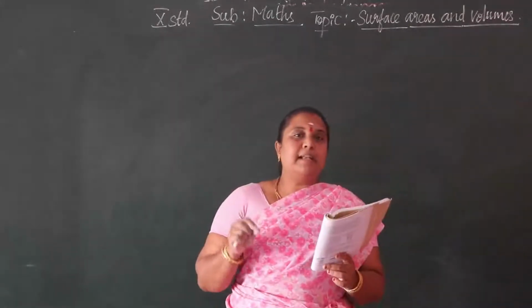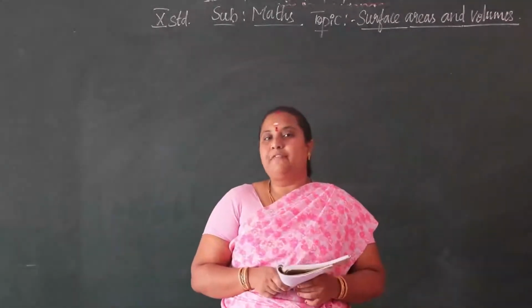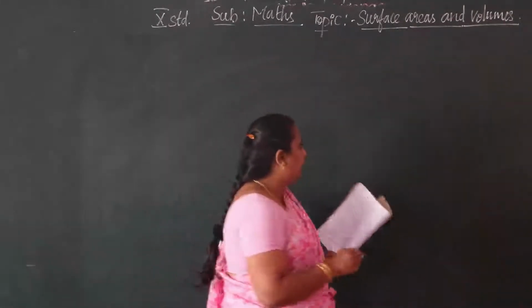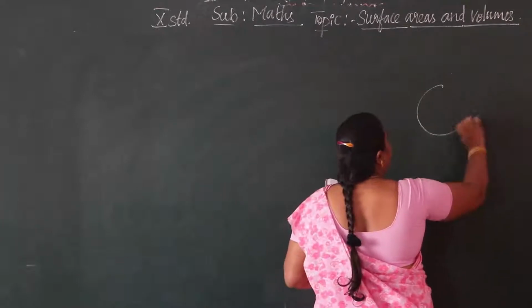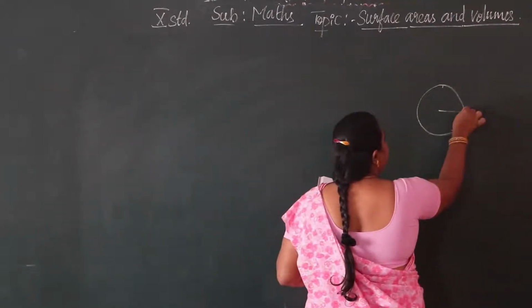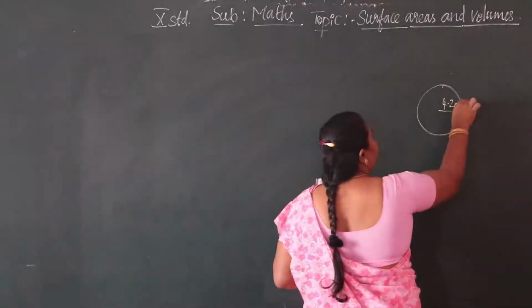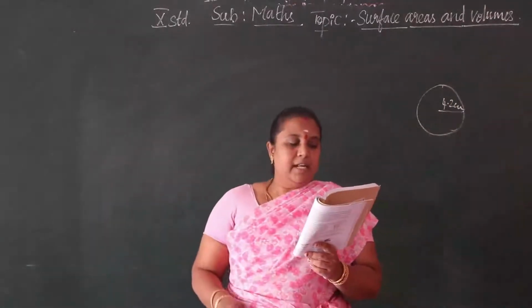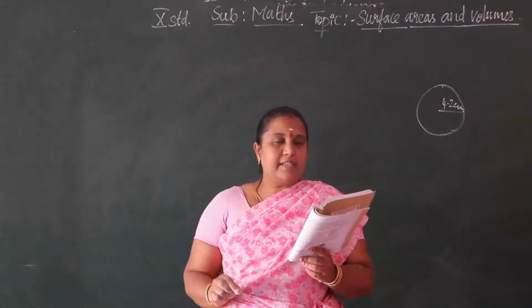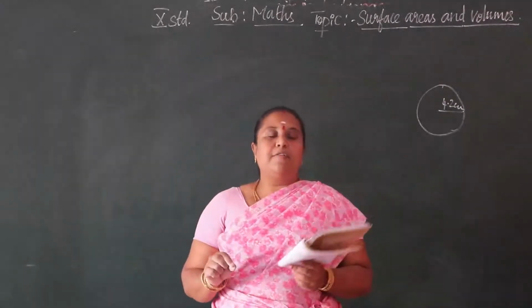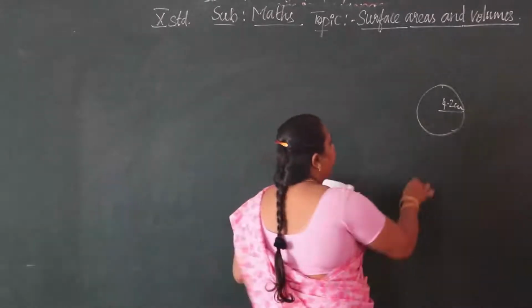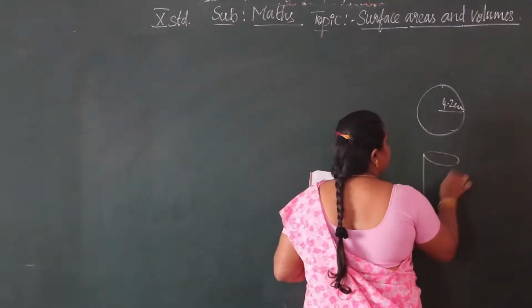See, a metallic sphere, so it is in the shape of a sphere, of radius 4.2 centimeter. A metallic sphere of radius 4.2 centimeter is melted and recast into the shape of a cylinder. We have to recast this into the shape of a cylinder.